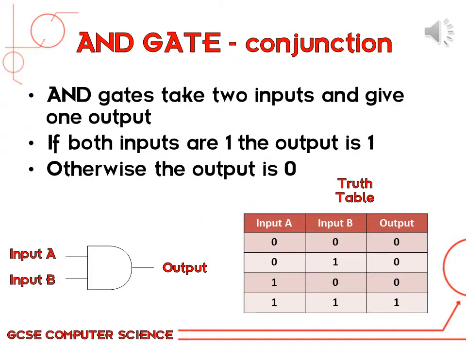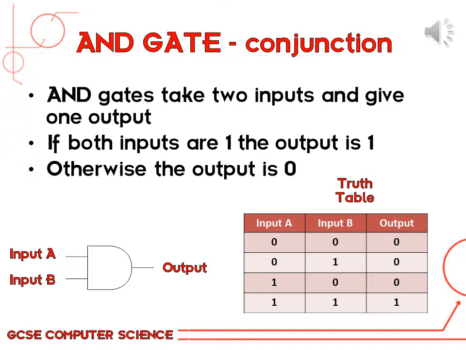Okay, next up is the AND gate, otherwise known as conjunction. The AND gate basically takes two inputs and gives one output. If both of the inputs are 1, then the output is 1, otherwise the output is 0.